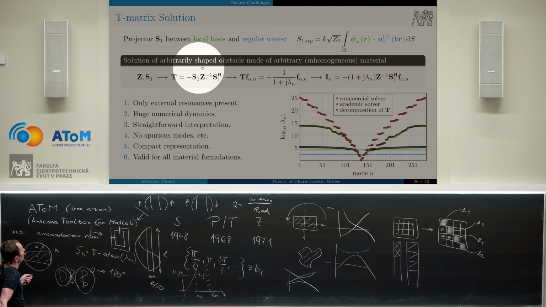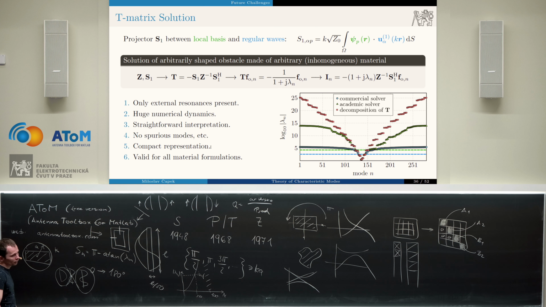And finally, it is valid for all material formulations, at least for all lossless material formulations, because it may be shown that characteristic modes for lossy materials are simply not possible, because you cannot at the same time diagonalize the impedance matrix, I mean R and X, and also preserve orthogonality of far fields. This is simply not possible.